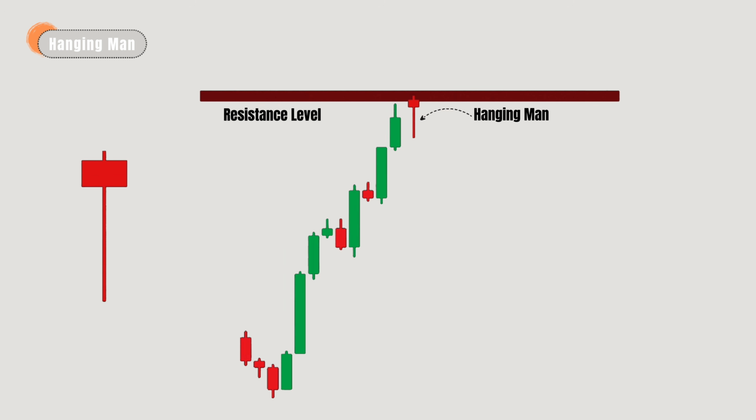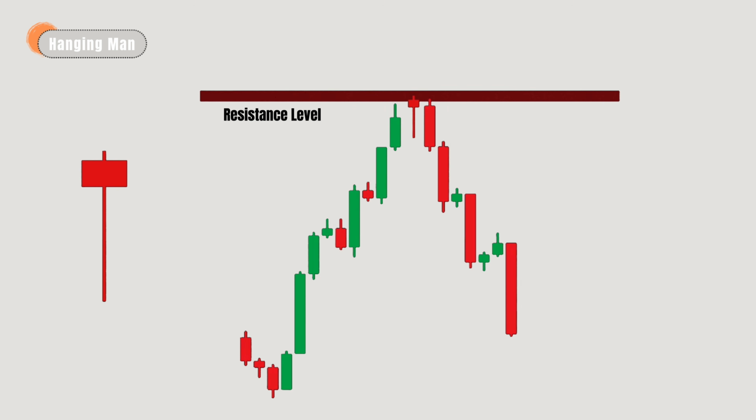This pattern suggests that the market is struggling to sustain its bullish momentum as it encounters resistance. When sellers gradually increase pressure, the next candle often closes at a lower level, leading buyers to begin booking profits, which adds to the selling pressure. If the price breaks below the low of the hanging man candle, it can trigger a fast downward movement.